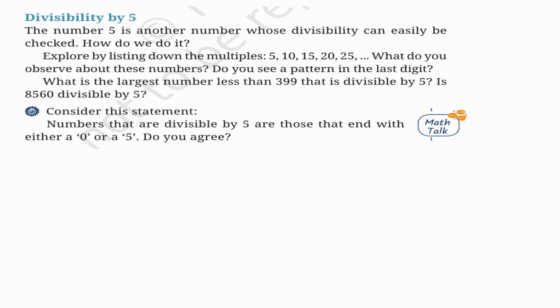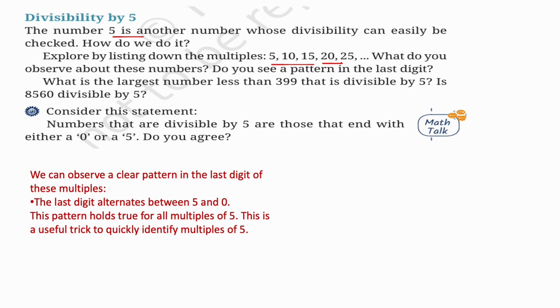Divisibility by 5. The number 5 is another number whose divisibility can easily be checked. How do we do it? It is easy to check whether a number is divisible by 5 or not. Explore by listing down the multiples 5, 10, 15, 20, 25. What do you observe about these numbers? Do you see a pattern in the last digit? We can observe a clear pattern in the last digit of these multiples. The last digit alternates between 5 and 0.